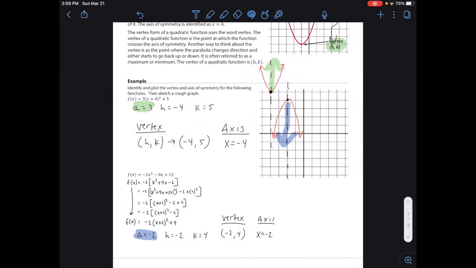Okay, so that's something I want you to watch out for as you're going through these problems on your own. If a is positive, make sure the graph is pointing up or opening up. If a is negative, make sure that graph is opening down.